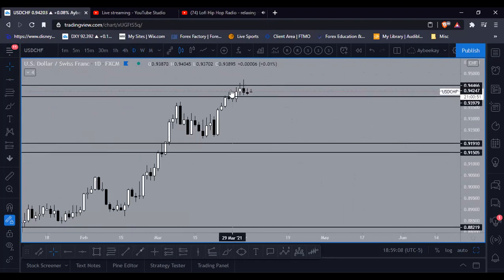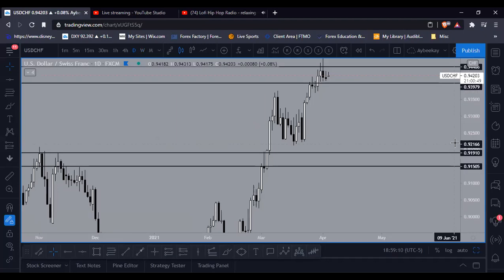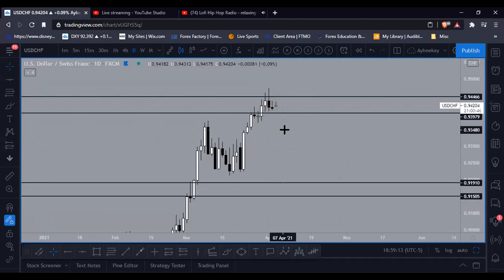So let's go on over to the daily time frame. Price has been chilling over here all last week, was doing some wicking. I think I was actually in a trade from this, guys.